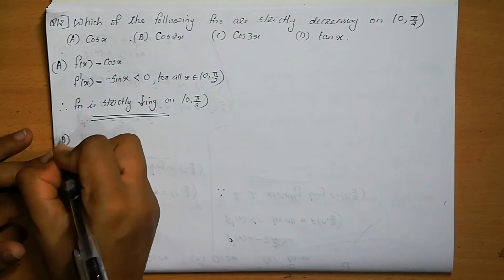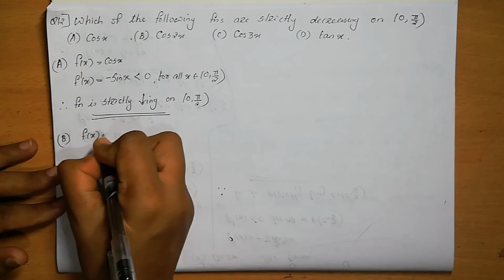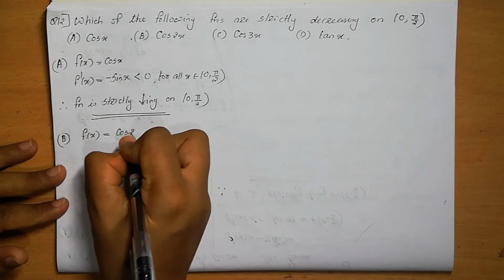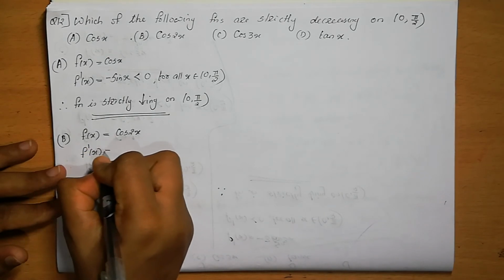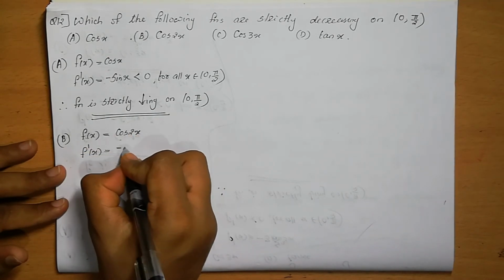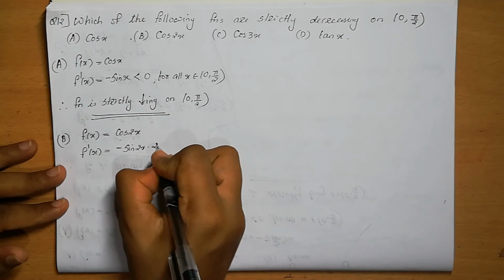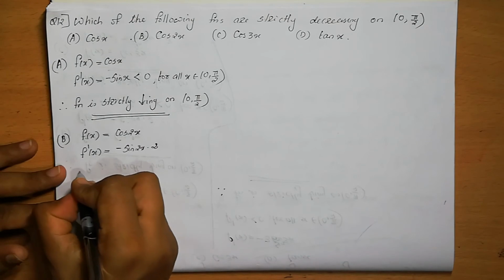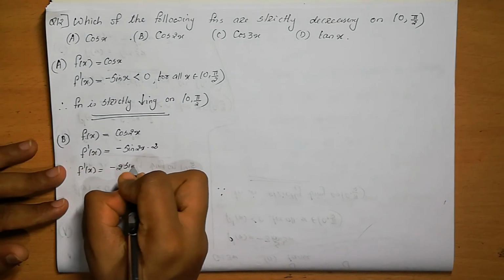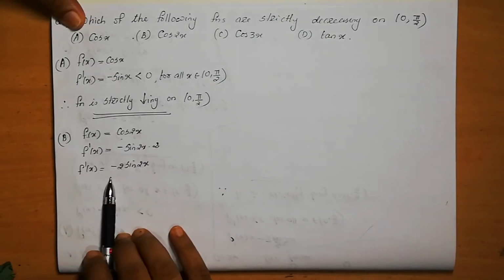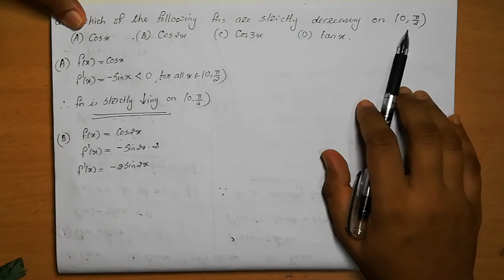Next, second one, cos 2x. So we can take f of x equal to cos 2x. Next we can take the first derivative, that means f dash x equal to derivative of cos 2x is minus sin 2x into derivative of 2x. 2 is a constant and derivative of x is 1. So f dash x equal to what we can write? Minus 2 sin 2x. So f dash x equal to minus 2 sin 2x and the interval is given as 0 to pi by 2, right?